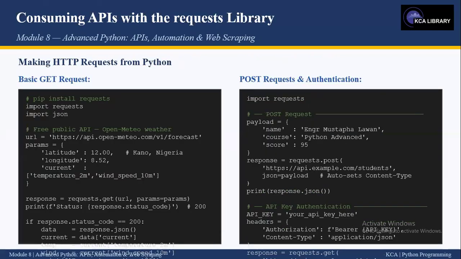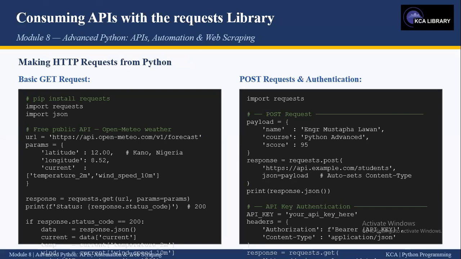Consuming APIs with the requests library. The Python requests library makes it straightforward to send HTTP requests to APIs. It is installed using pip and imported at the top of your script. In the first example, we call a public weather API, Open-Meteo, passing the latitude and longitude of Kano, Nigeria as query parameters. If the status code is 200, we extract the current temperature and wind speed from the JSON response. In the second example, we cover POST requests, authentication, and error handling.